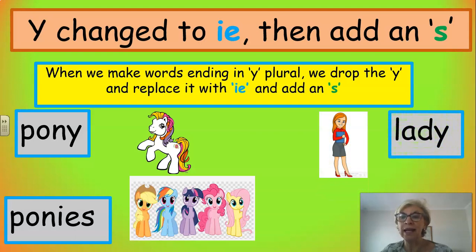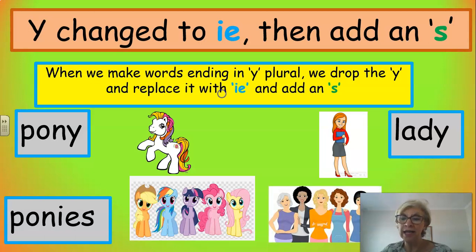The next one, lady. There's a picture of a lady, but there are a whole lot of ladies. So what happens? IE kicks the Y out, brings in the S, and we get ladies as a plural.